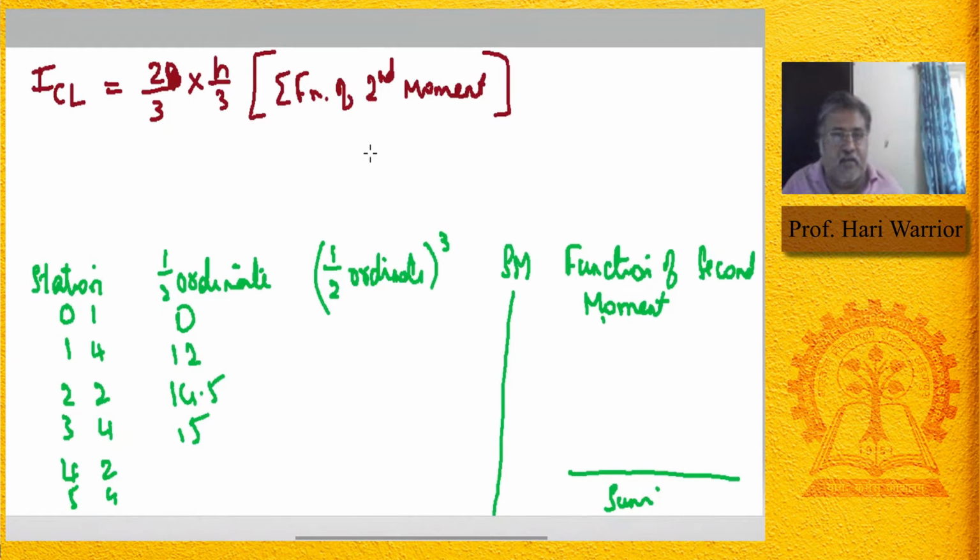You can see very clearly this h by 3 is coming from the Simpson's multiplier. Now this 2 by 3 comes from the definition. Just look back and see the expression for the transverse second moment of area. There must be a 2 by 3 there. I don't have the text with me, but that will be 2 by 3 there. Just confirm it.